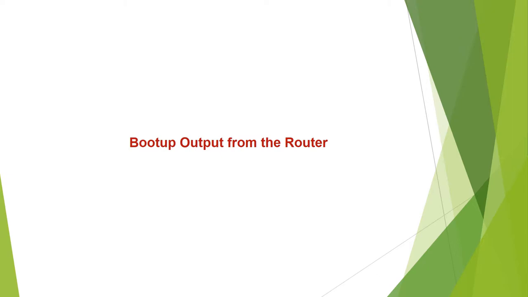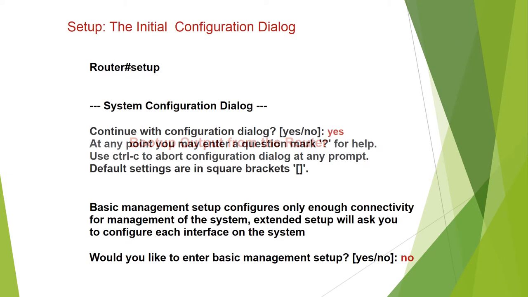The output from the router: the initial configuration dialog, router has setup. Setup configuration dialog. Continue with configuration dialog? Yes or no: yes. At any point you may enter a question mark for help. Use Control-C to abort the configuration dialog at any prompt. Default settings are in square brackets. Basic management setup configures only enough connectivity for management of the system. Extended setup will ask you to configure each interface on the system. Would you like to enter basic management setup? Yes or no.